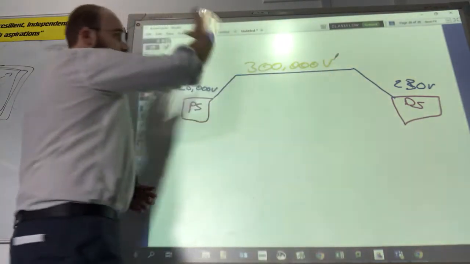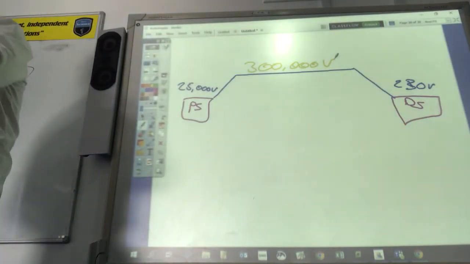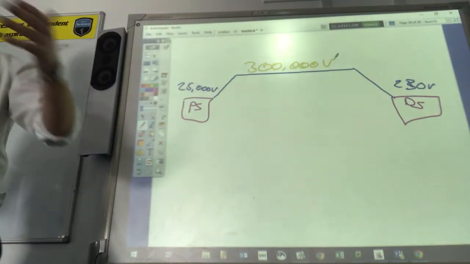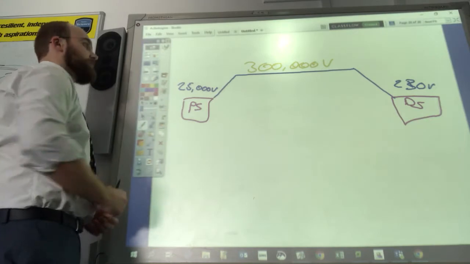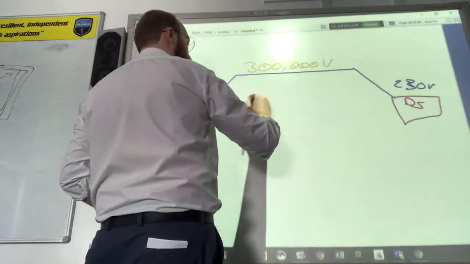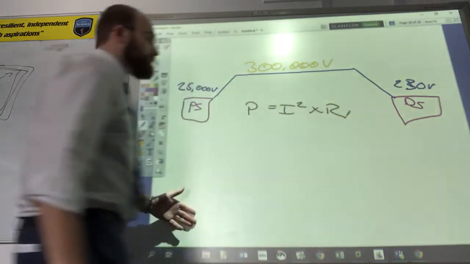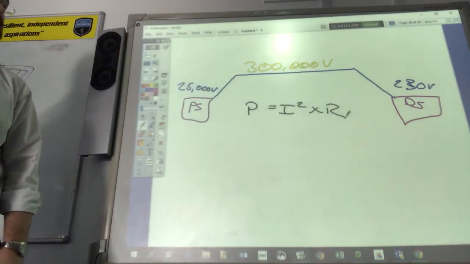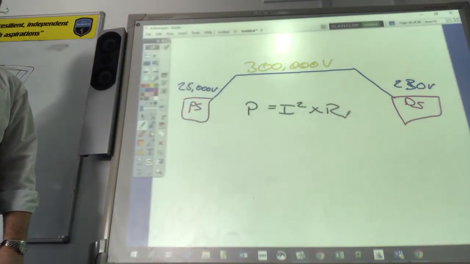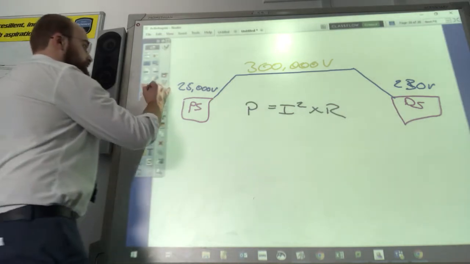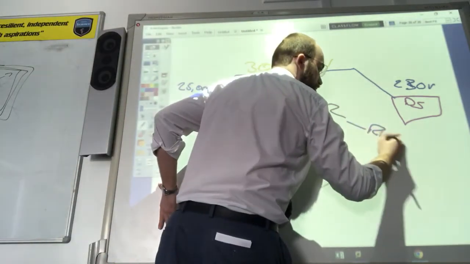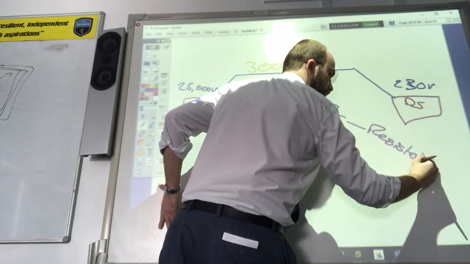Now I increase this voltage because it reduces the current. If I reduce the current, then I get less power wasted as thermal energy. The equation that shows me the amount of power that's being wasted as thermal energy is P equals I squared times R. R is resistance, measured in ohms, okay?